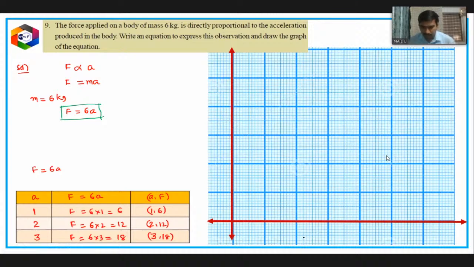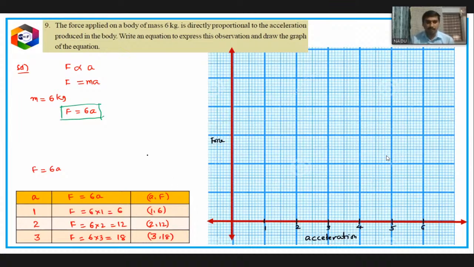So this is, children, observe carefully, acceleration. On the y-axis, I am taking the force. So acceleration 1, 2, 3, so that on the x-axis 1 centimeter is 1 unit only. 1, 2, 3, 4, 5, and 6. Here 6, 12, 18 are there. So we have to adjust the scale here.